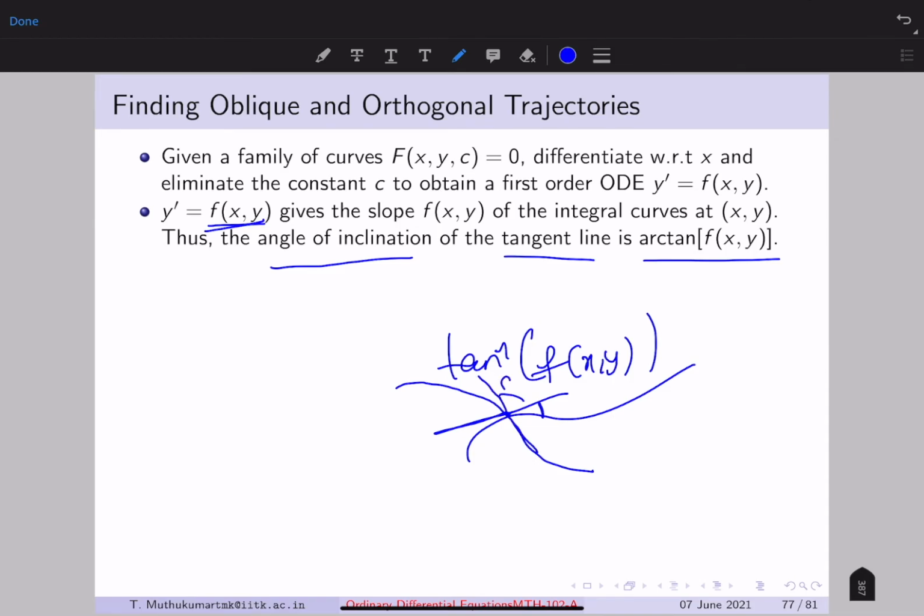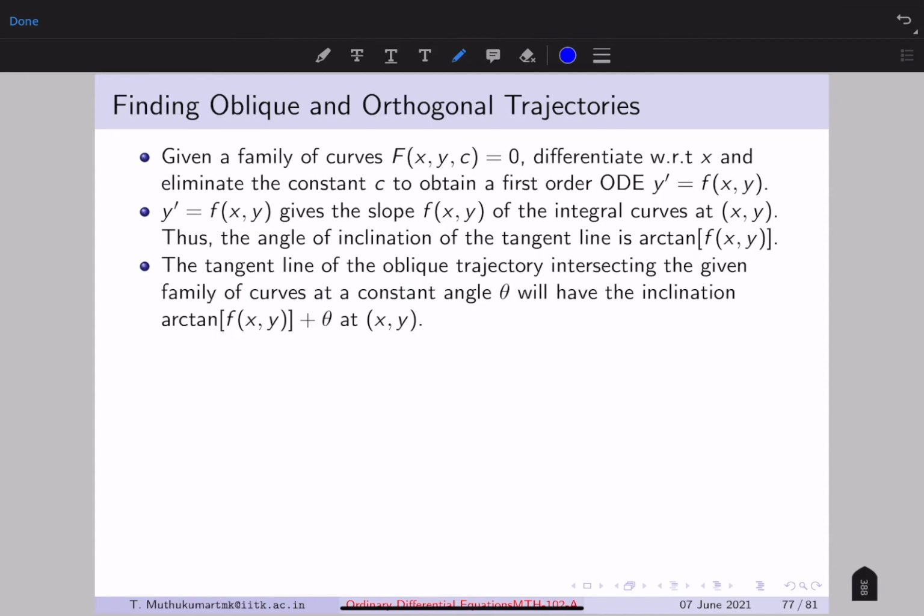then what is the inclination of this tangent line? The inclination of this tangent line is the inclination of this tangent line plus theta, because that's how we have fixed this. So the tangent line of the oblique trajectory that we are interested in will have the inclination tan inverse of f plus theta.